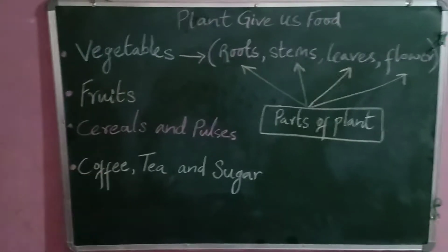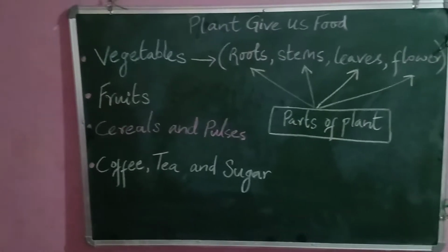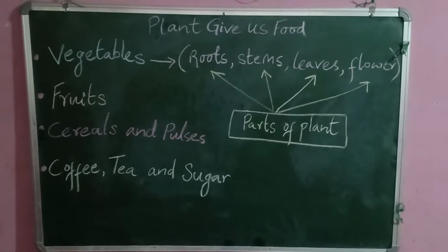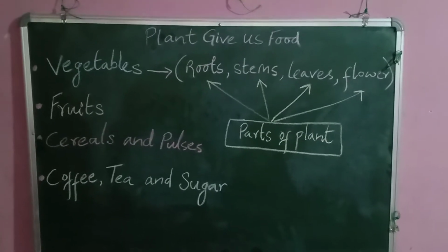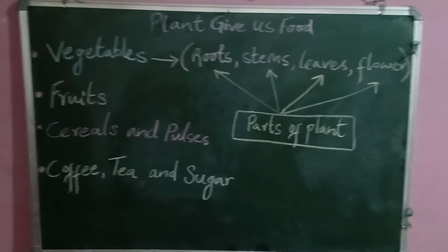These are the four major things that we get from plants. We get vegetables, we get fruits, we get cereals and pulses, coffee, tea and sugar, and there is also oil and spices from plants. Okay, so in this chapter we're going to learn about these major topics.